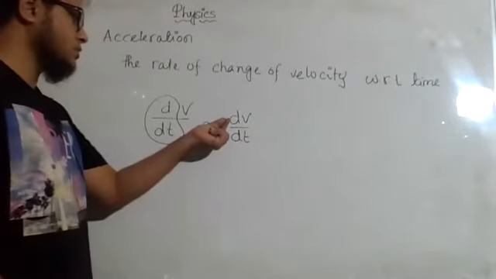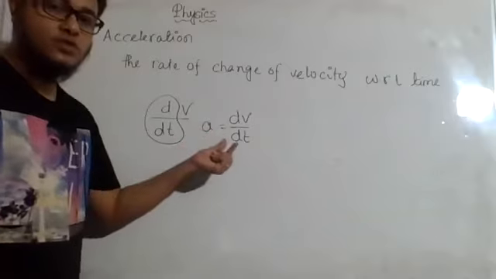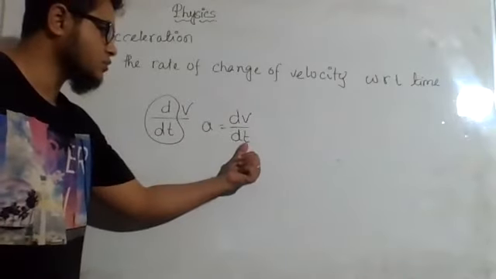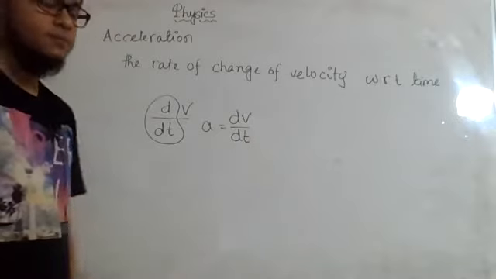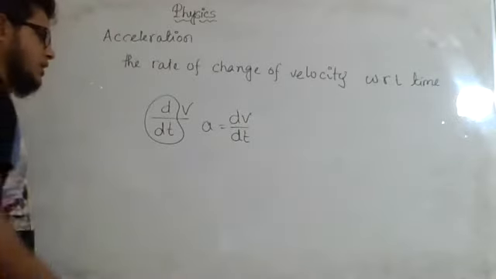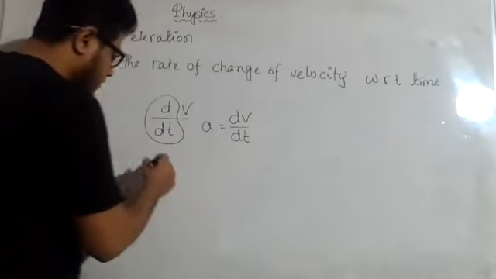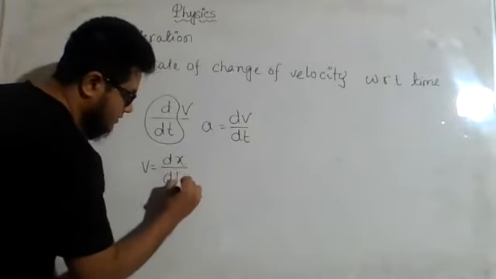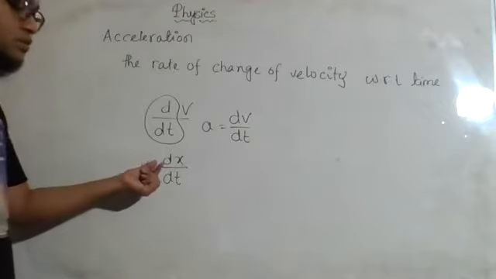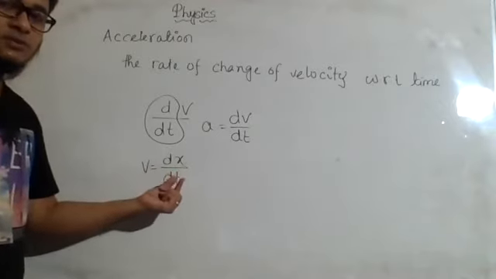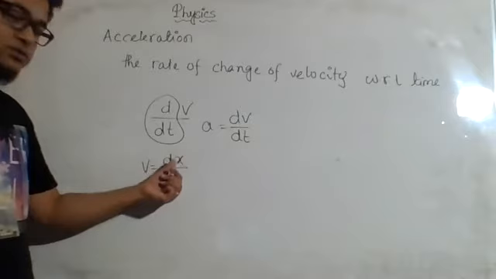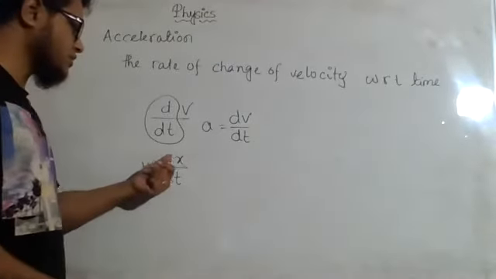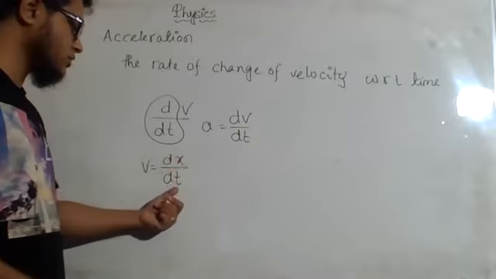Okay, so d/dt means the rate of change of what? Velocity with respect to which one? Time, t. Now we already know that v is equal to dx/dt, the rate of change of displacement, right? If it is along x direction, so we are considering here only the x direction, so the rate of change of position with respect to time.